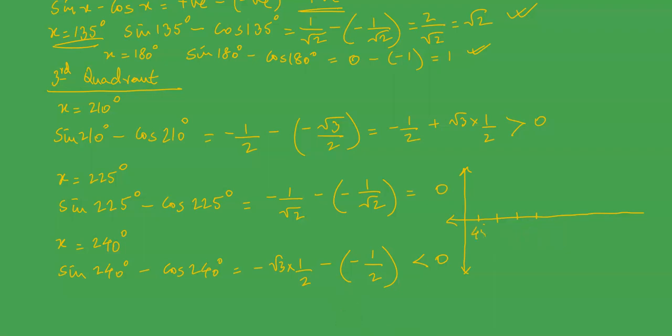So this is 45 degrees, 90 degrees, 135 degrees, and then 180 degrees. So this is again 225 degrees. This way it is moving. And we see below, towards the left-hand side of this 45 degrees, the graph is below the x-axis.